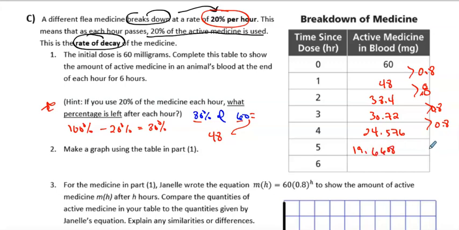19.6608, and then one more, why not? And then times, and I get 15.72864. Alright, so your decimals are going to get longer as you go, and I'm not expecting you guys to write all the decimals. So at some point, you're going to round somewhere, and the more decimal places you use to round, the more accurate your answer will be.